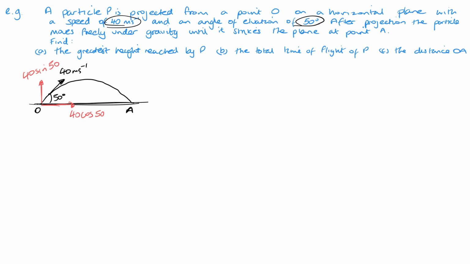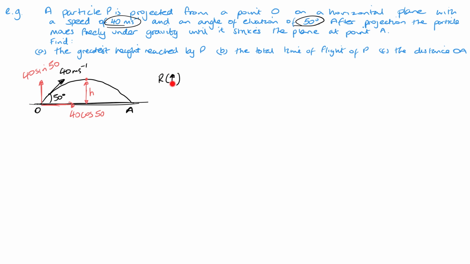Now, greatest height is going to be here. Let's call it H. At that point, there's going to be no vertical velocity anymore, because at that point the velocity is going to be zero, but in the vertical direction. So that's what we need to do. We're going to resolve in the vertical direction.